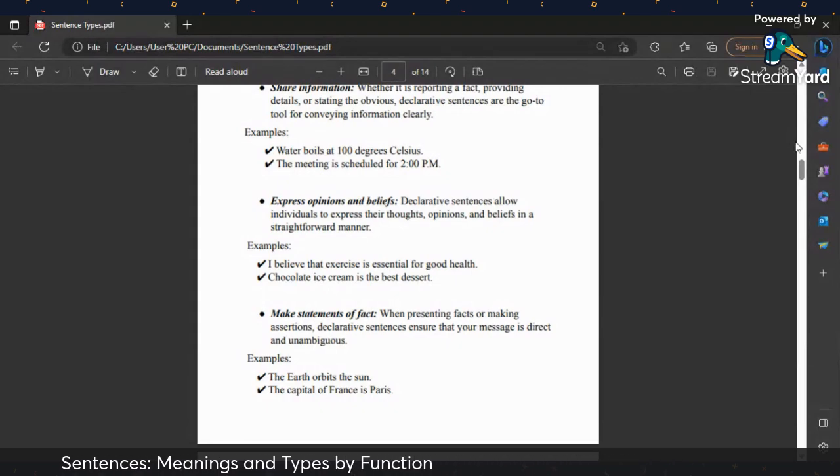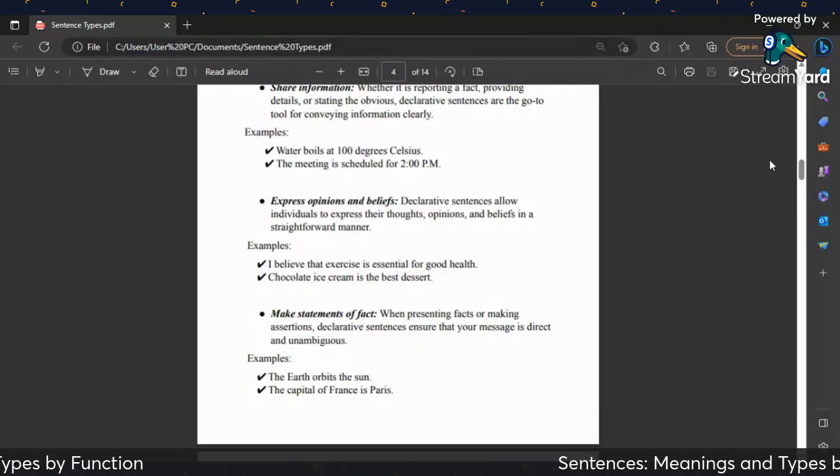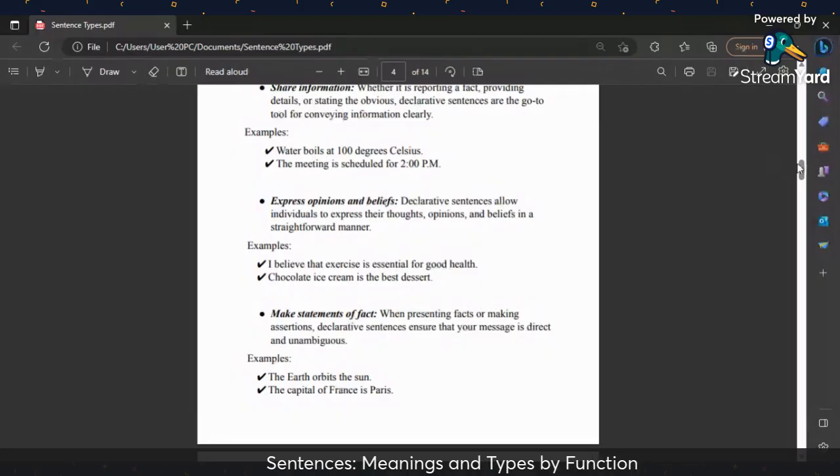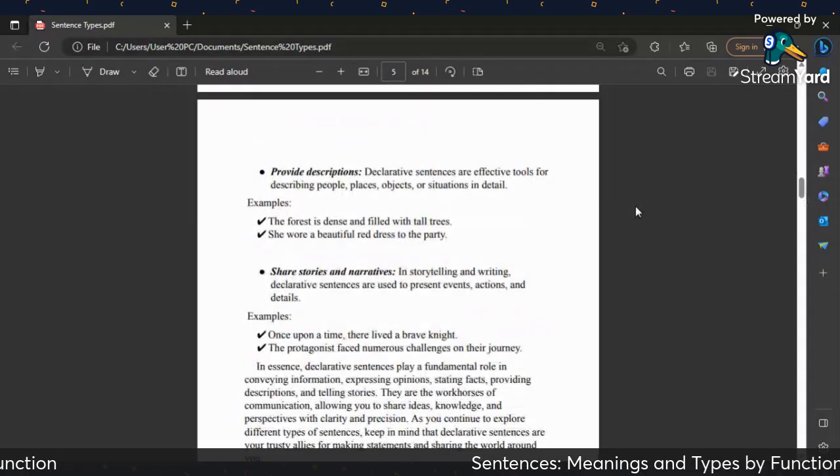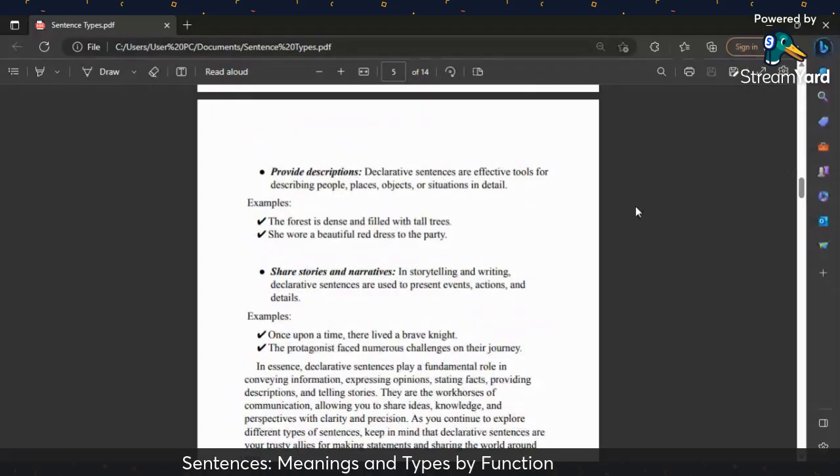So you have to get this right, that declarative sentences help you to share information, express your opinions and beliefs, and make statements of fact. Another function of declarative sentences is that they are effective tools for describing people, places, objects, and situations in detail.